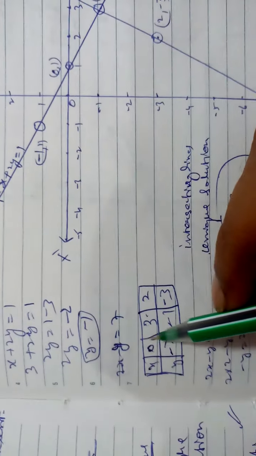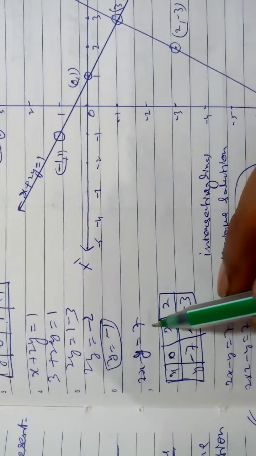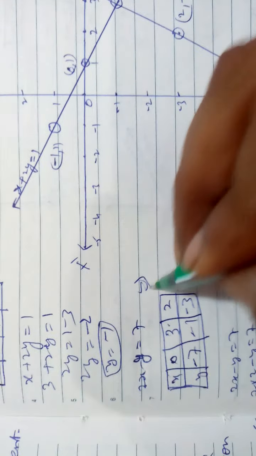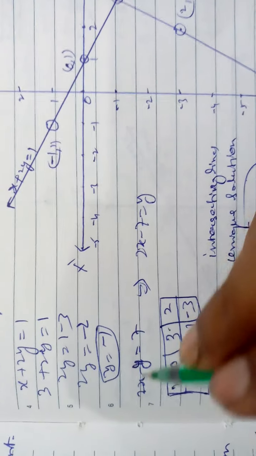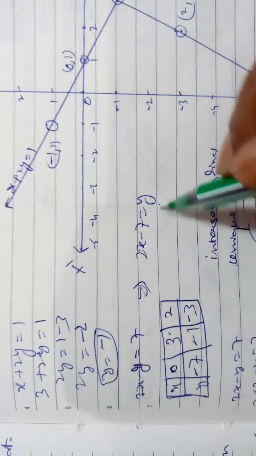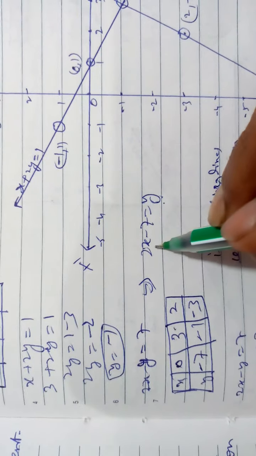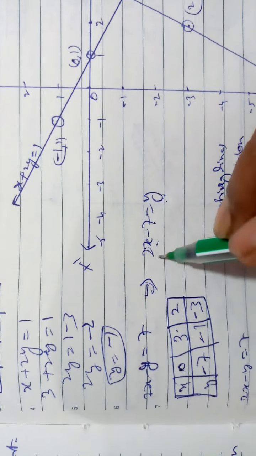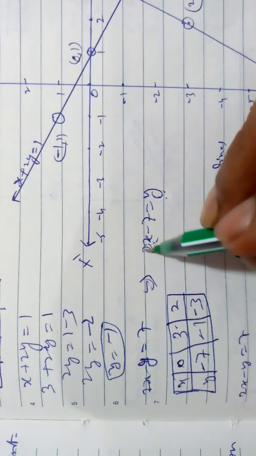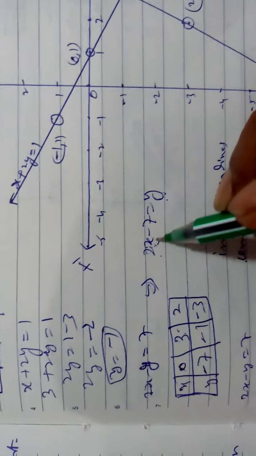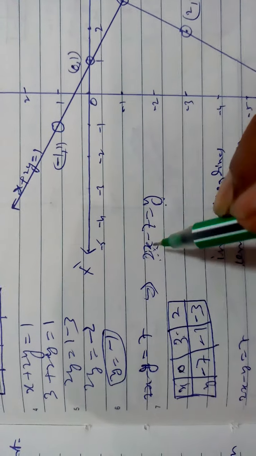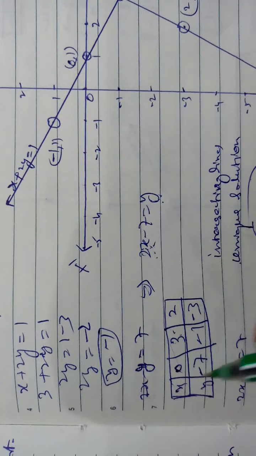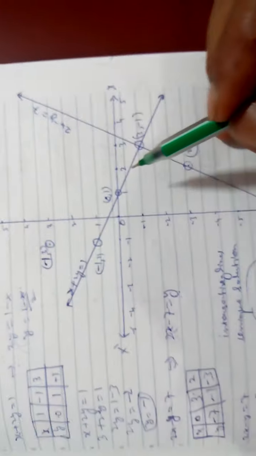Similarly for the second, 2x minus y equals 7, you can write y equal to 2x minus 7, taking y alone on one side, so it is y in terms of x. Put any value of x. For x equal to 0, y is minus 7. For x equal to 3, 6 minus 7 is minus 1. For x equal to 2, 4 minus 7 is minus 3. You are getting three solutions, and now you plot the first line.